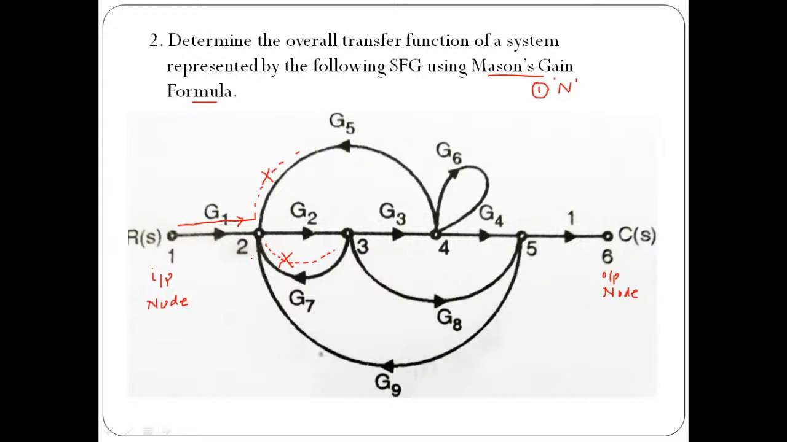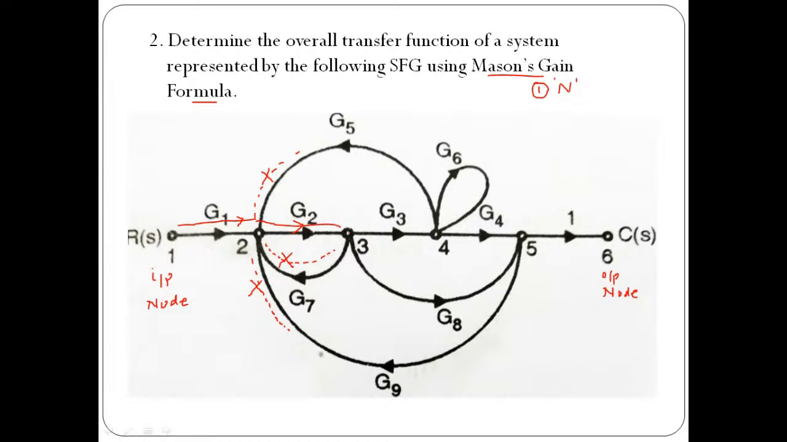In the same way, we are not in a position to move from node number 2 to node number 5, because the flow of signal is from 5 to 2, but we want to move from 2 to 5. So this will not be a valid path. So out of these 4, 3 are invalid. Obviously we have only one valid forward path, and that is from node number 2 to node number 3 via the branch of gain G2. So this will be the second branch.